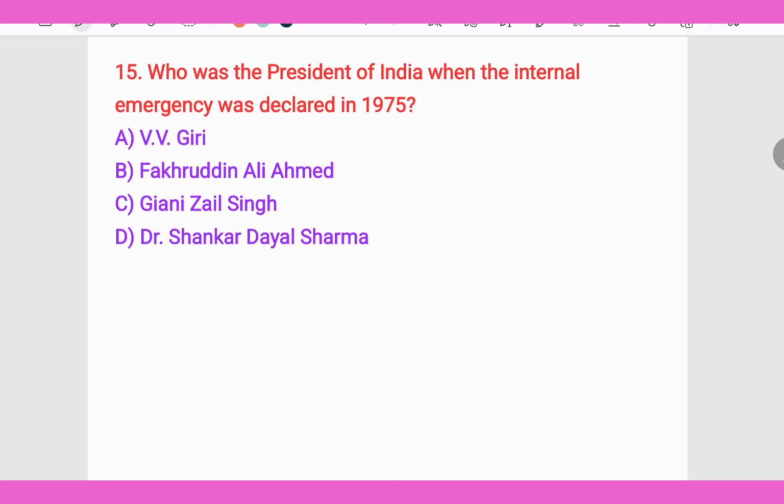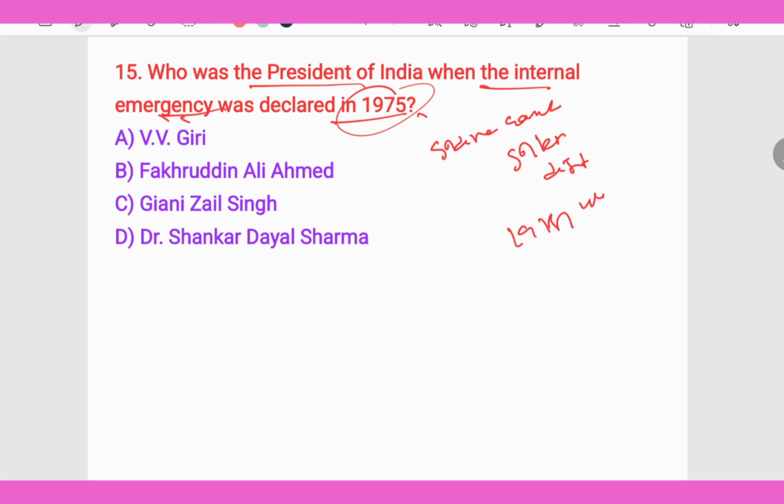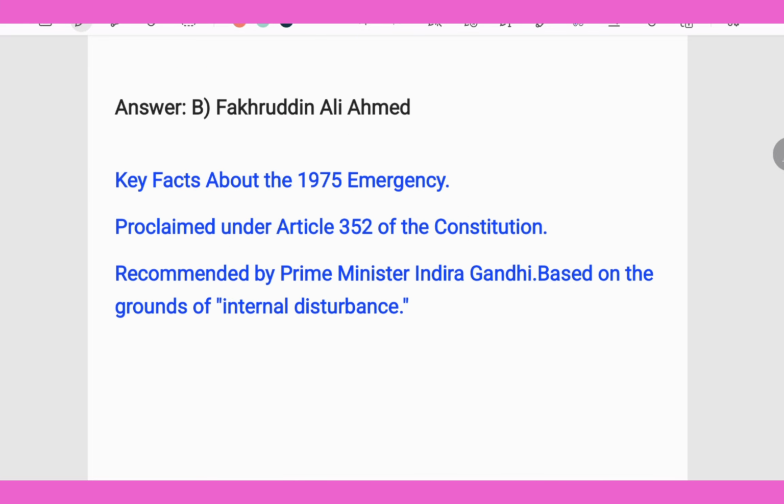Next question is, who was the President of India when the internal emergency was declared in 1975? It was declared by PM Indira Gandhi on the ground of internal disturbance. But later, in 1978 by the 44th Amendment, this internal disturbance became armed rebellion. Okay, and the answer is option B, Fakhruddin Ali Ahmed. Proclaimed under Article 352 of the Constitution, on the recommendation of Prime Minister Indira Gandhi on the ground of internal disturbance.